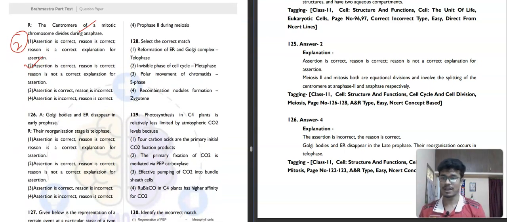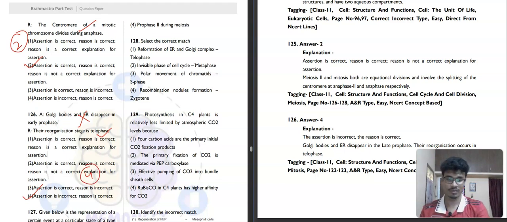Then question number 126. The assertion is saying Golgi bodies and ER disappear in early prophase. So no, they disappear in the late prophase. This is not correct. Their reorganization stage is telophase, so this is correct. Here the assertion is incorrect, but the reason is correct. So the fourth option will be our correct answer.